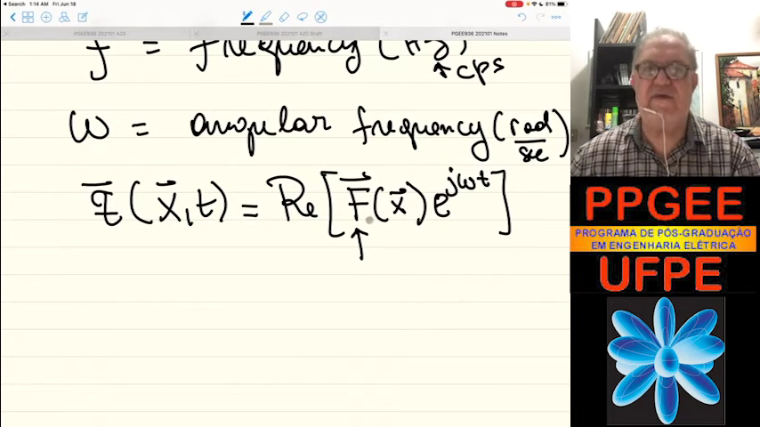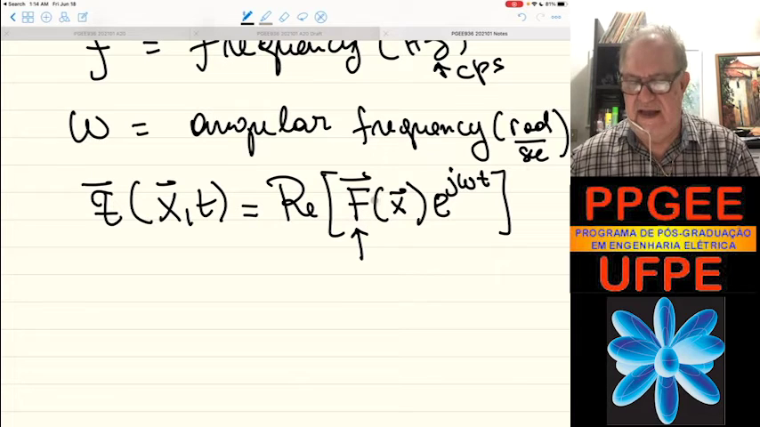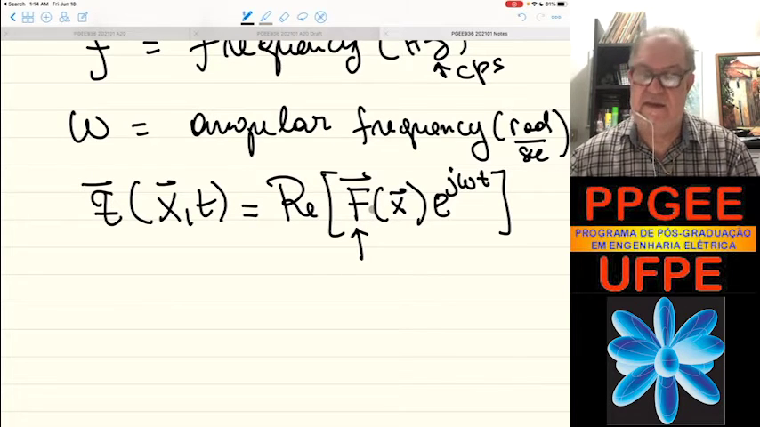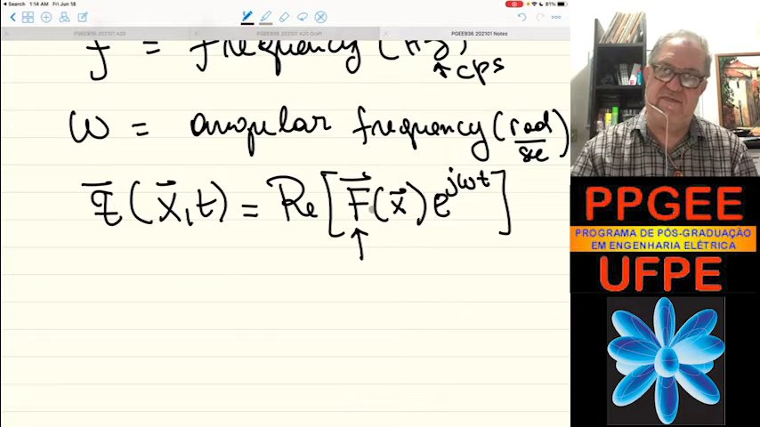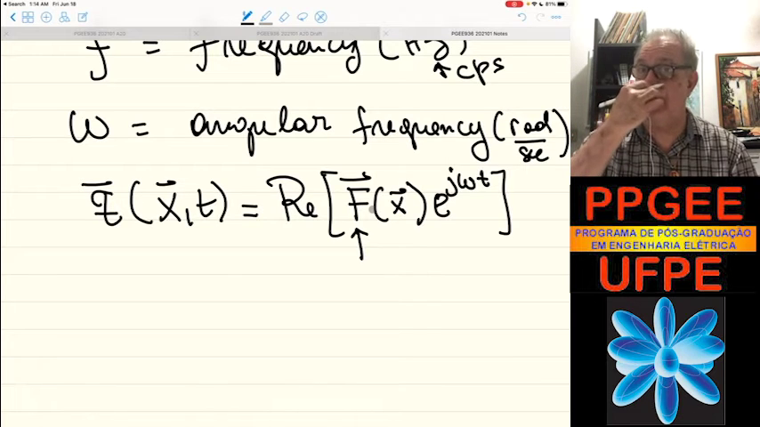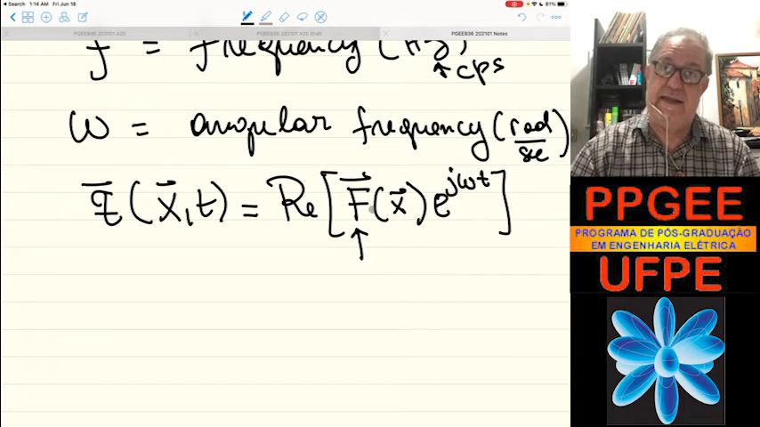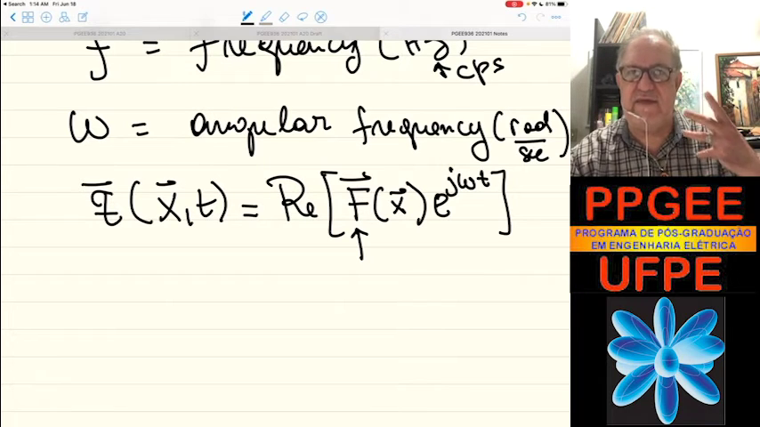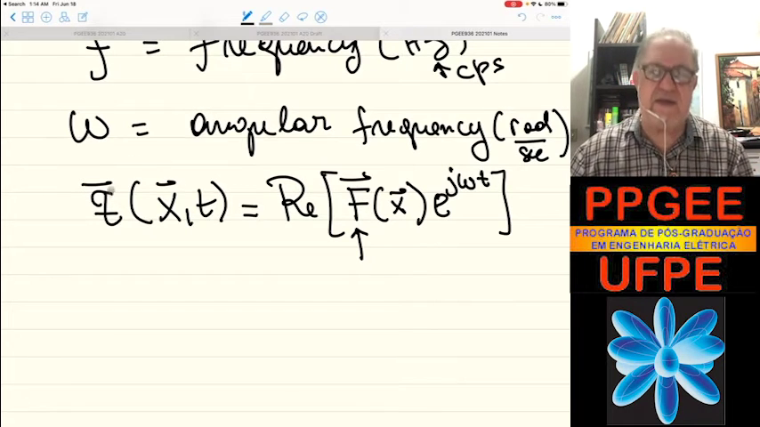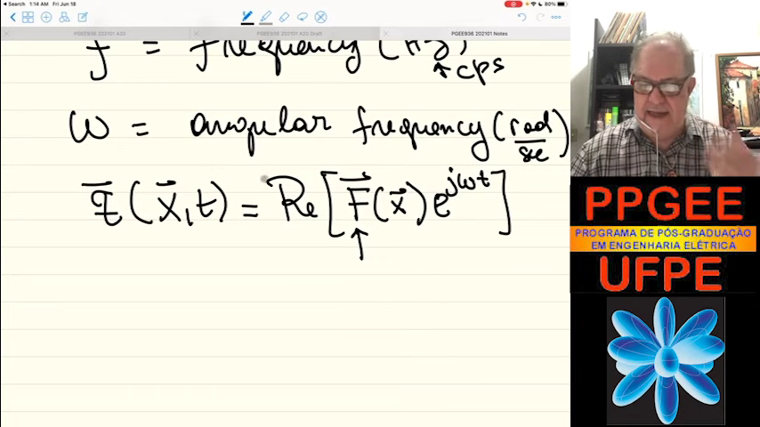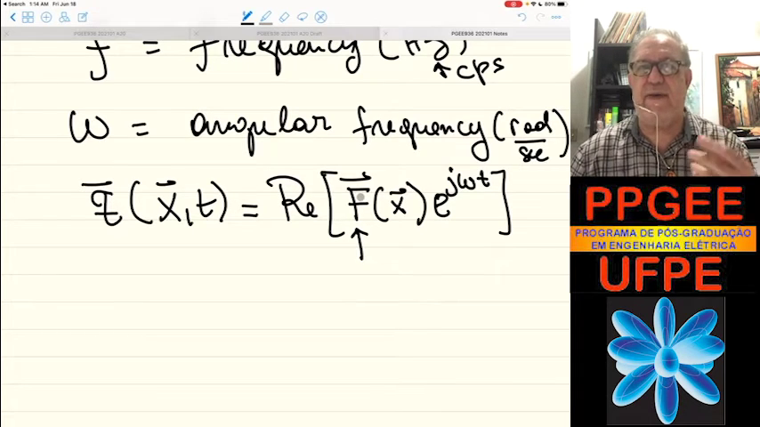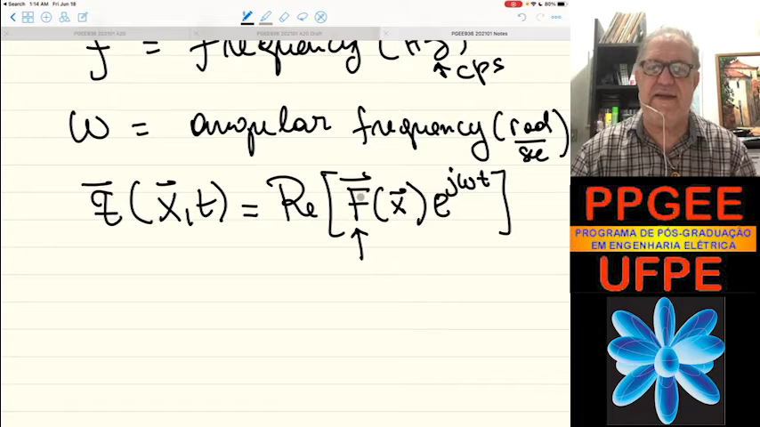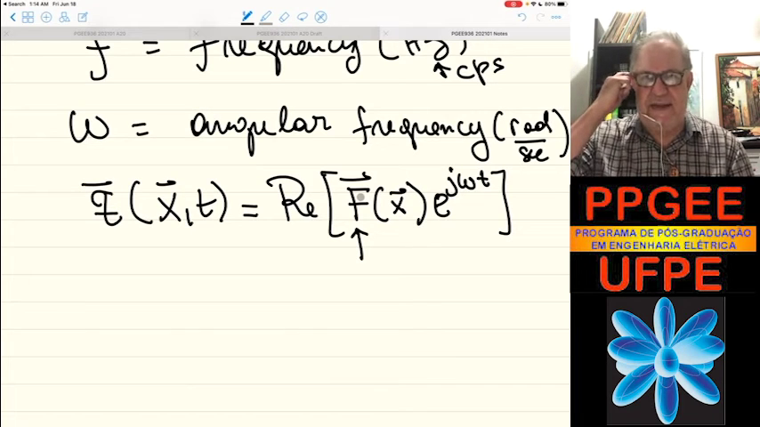So we introduce the complex vector F. We have a new type of vector. We have to be very careful with complex vectors, right? They don't have a geometric representation like the physical vector. These we can draw in space. These we cannot, because they have a real part and an imaginary part. What are they, right? It's complicated. It's not simple.